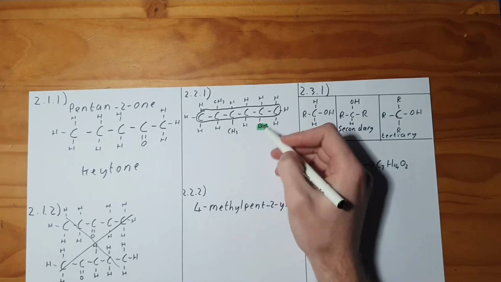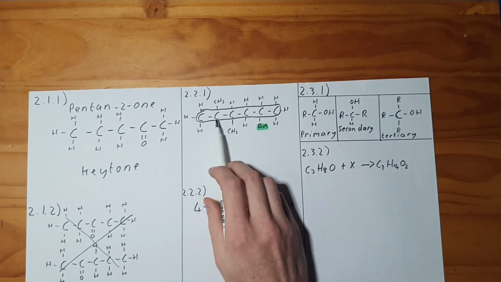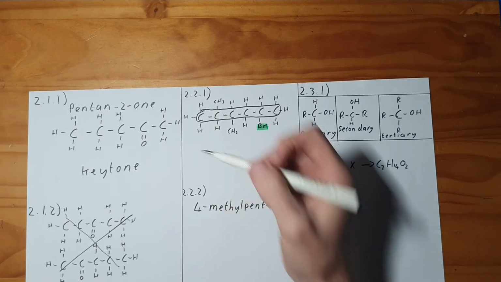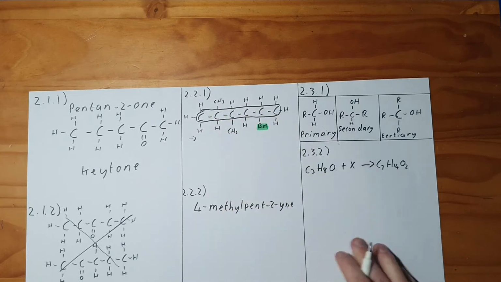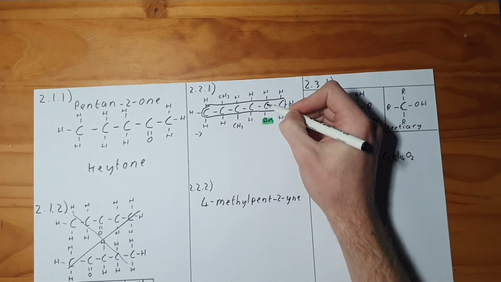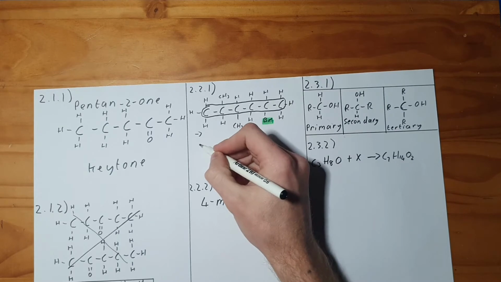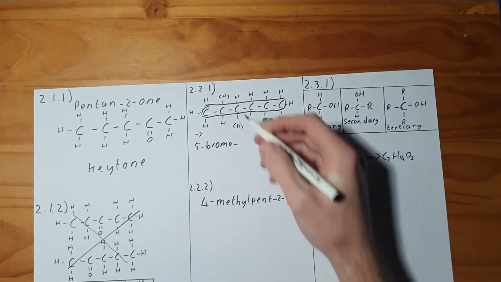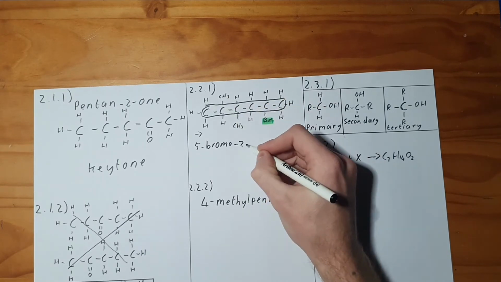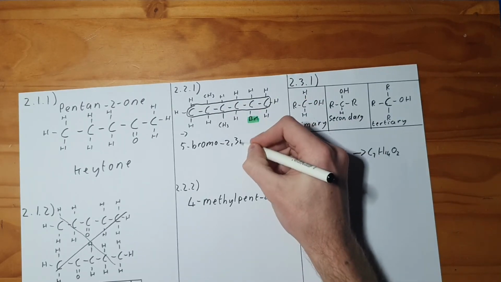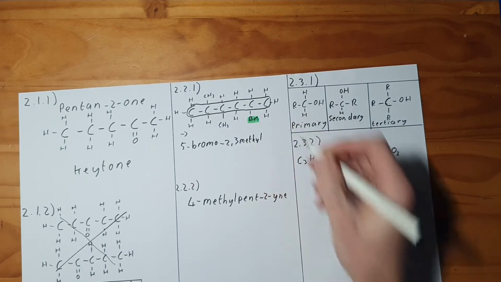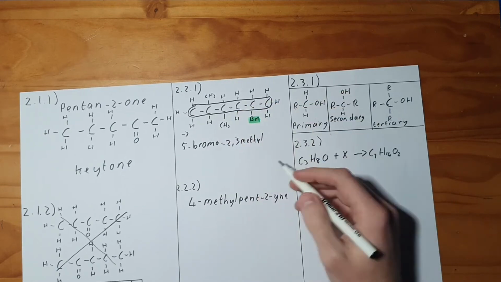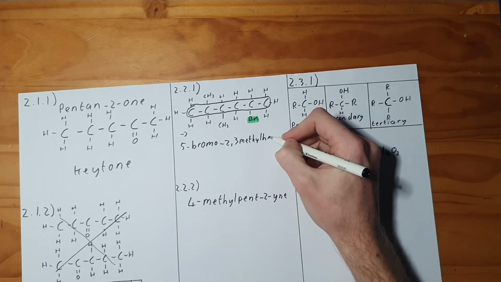So we're going to name it first. Please take note, when you're doing the naming, we want the side chains to have the lowest number. So therefore I'm going to start counting from the left, which means my bromine is going to fall on the 5th carbon. So it will be 5-bromo. Then 2 and 3 methyl. Then there's 1, 2, 3, 4, 5, 6 carbons, so it's hex, and it's all single bond, so it's hexane.